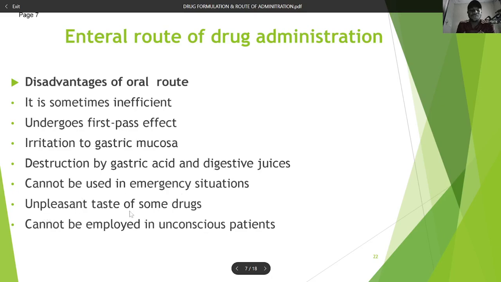Now, sometimes it could be unpleasant. Some drugs have an unpleasant taste, right? It cannot be employed in unconscious patients.